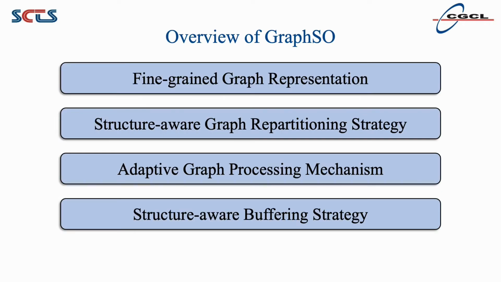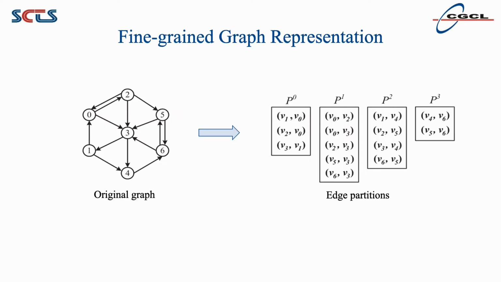In order to solve the I/O inefficiency of concurrent jobs, a fine-grained graph representation and a structure-aware graph repartitioning strategy are proposed. Besides, we also designed an adaptive graph processing mechanism and a structure-aware buffering strategy to further minimize I/O overhead. First, I will introduce the fine-grained graph representation.